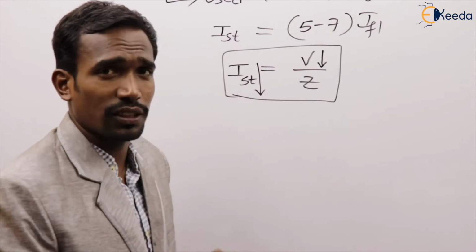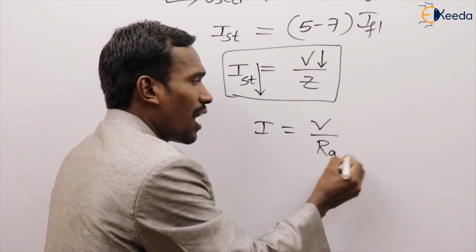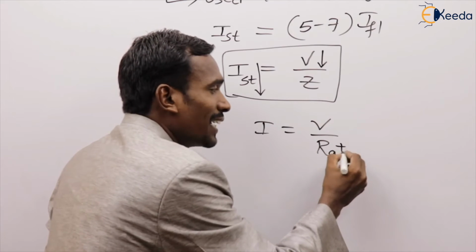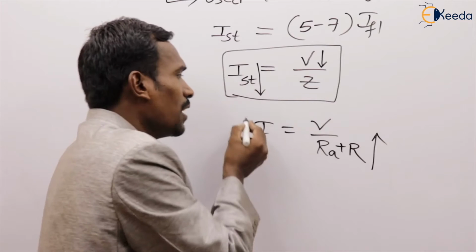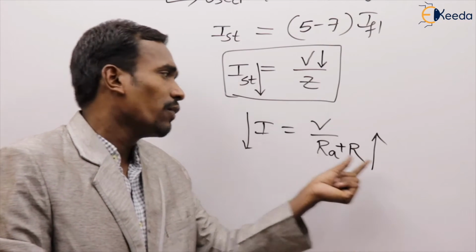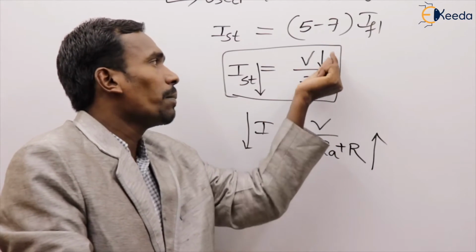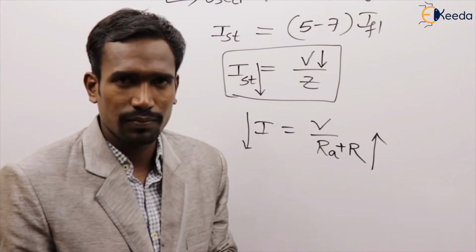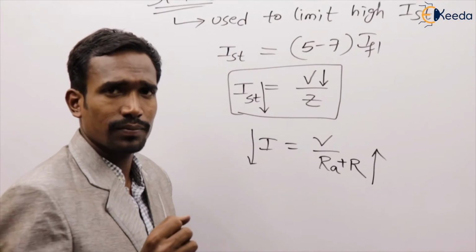What about a DC machine? In a DC machine, how can we control the starting current? By adding extra resistance, we can control the starting current in DC machines, whereas in induction machines, we control the supply voltage. Okay, this is simple: why we are using starters.